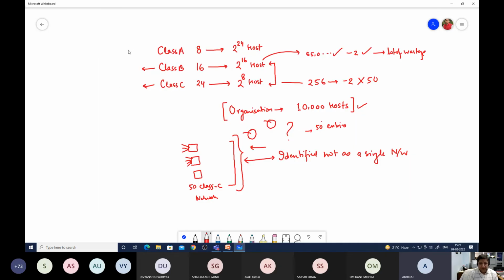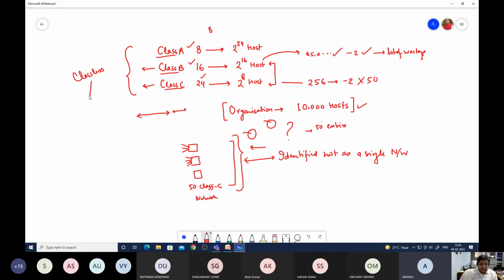So the answer is actually that you need to remove these classes and make the whole arrangement classless. How can you decide how many hosts a certain network can have? You just keep fewer bits in the host part. When we say class A, we know 8 bits in the network part. Class B, 16 bits in the network part. Class C, 24 bits in the network part out of 32, obviously.